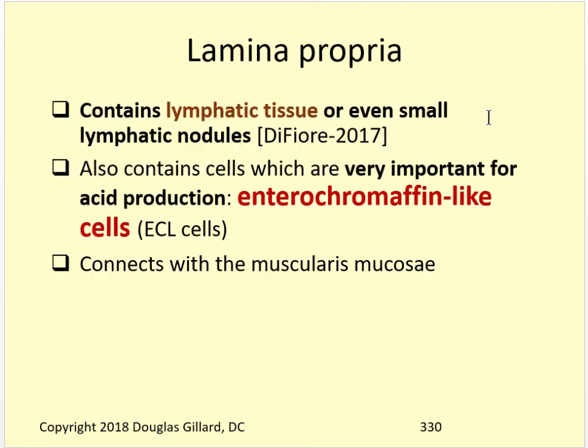Everything we kind of said already. It also contains lymph tissue, small lymph nodules to fight bugs that might get into there. It also contains some very important cells for acid production called the enterochromaffin-like cells, ECL cells. ECL cells don't sit at the luminal barrier of the gastric glands or of the oxyntic glands or the gastric pit. They sit a little bit deeper, so we'll talk about those in a little bit.